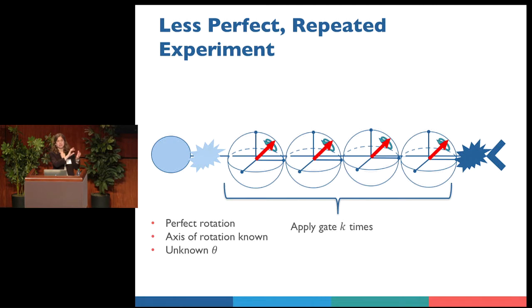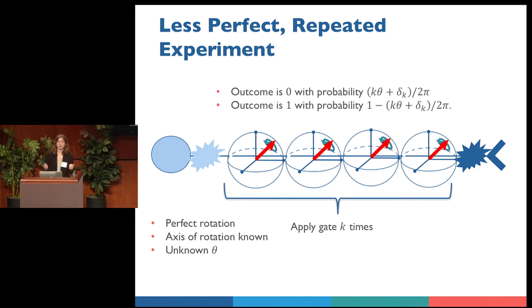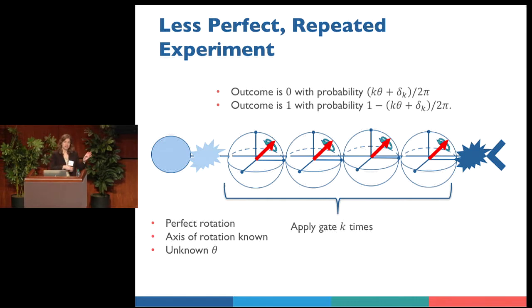So if we have this rotation that was originally theta, and now we're just repeating it k times, this is the same as doing one rotation by k theta. So in this case, the probability that we get outcome 0 is now just k theta, but again with some bias, because the SPAM is still there, it's still acting. And now the bias might depend on the number of times we've applied the gate as well. OK, but that's it. These are the experiments that you need to run to do this robust phase estimation. You need to prepare a state, apply the gate many times, and then measure.